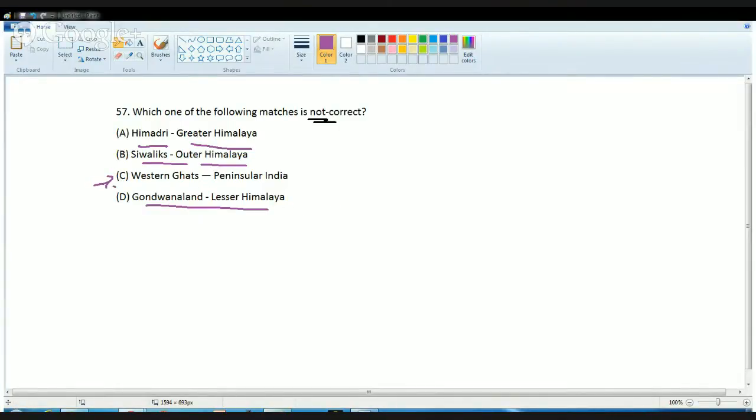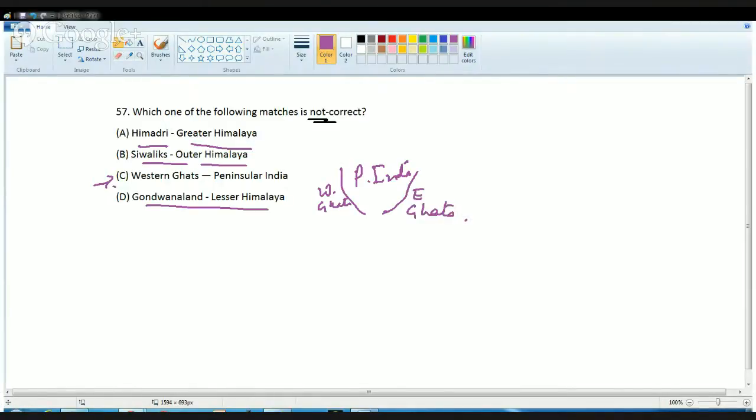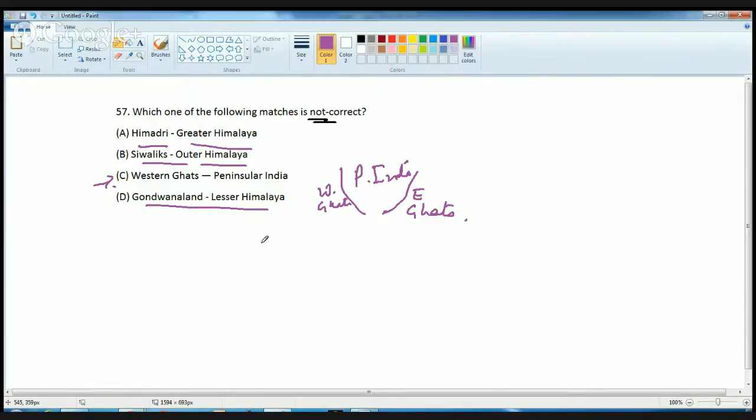So Western Ghats are technically not the peninsular India. Western Ghats and Eastern Ghats lie on the sides of peninsular India. So you have the peninsular India in the center, and then you have Western Ghats on the west and Eastern Ghats on the east. The next question is, which of the following major seaports does not have a natural harbour?